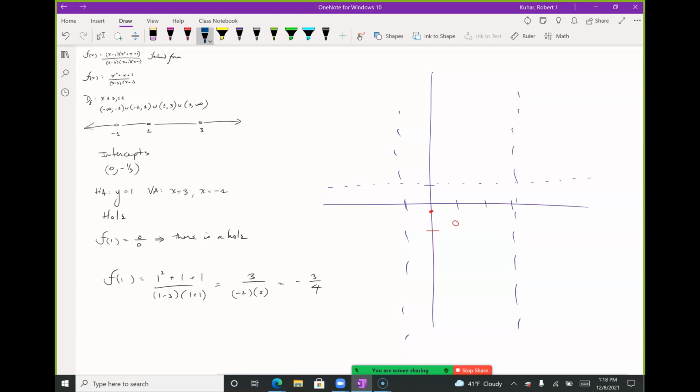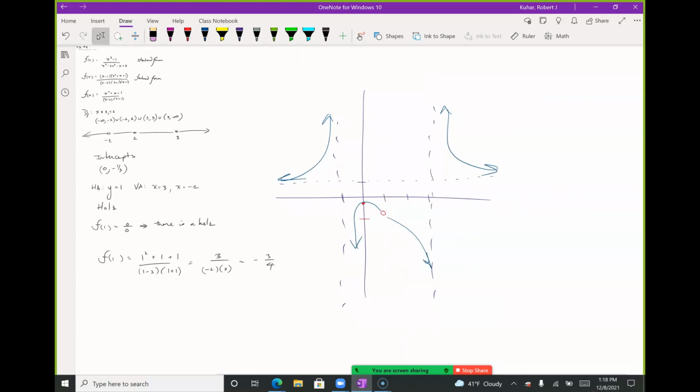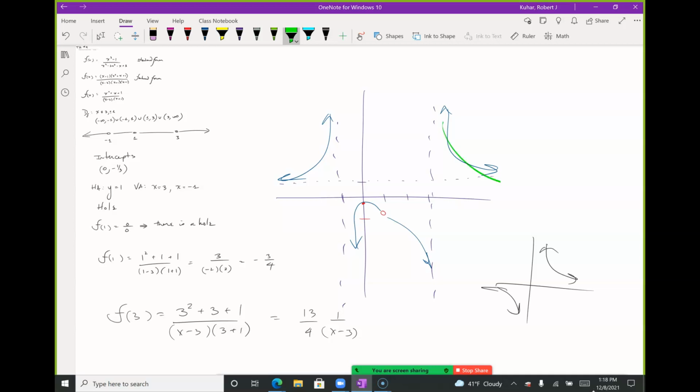Now, I'm using my calculator, right? So I already know that this thing looks like this, okay? But I can verify, at least using some short run behavior, right? f of 3 is what? 3 squared plus 3 plus 1 over x minus 3 times 3 plus 1. I'm plugging the 3 in this time into the simplified version. And I get 13/4 times 1 over x minus 3. And so you can see the mother function of 1 over x. Right? So 1 over x looks like this. And we get that right away from these two pieces. But of course, you have your calculator, right? You'll have your calculator and you'll be able to know you have this one right long before you finish it.